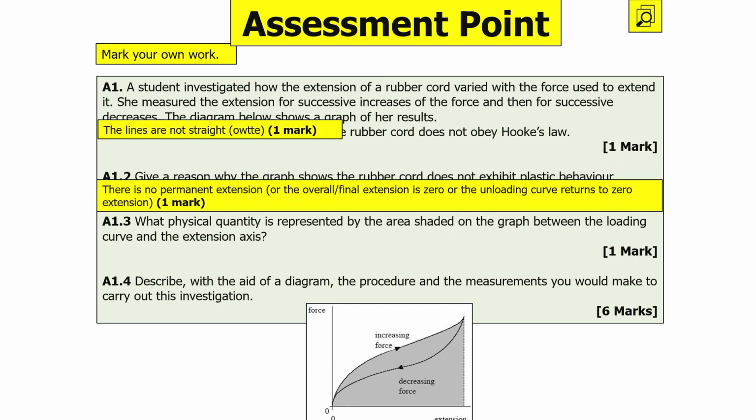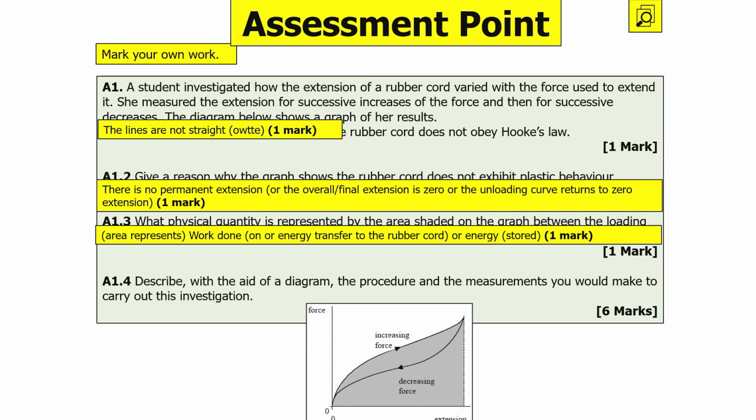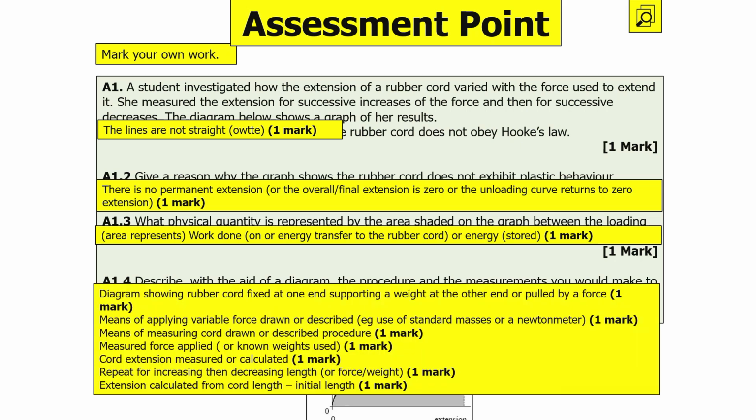It doesn't exhibit plastic behavior because there's no permanent extension. It returns back to its original position. The physical quantity, which is under the line, is the work done or the energy stored in the rubber cord. So you would draw a diagram showing the rubber cord fixed at one end supporting a weight at the other end or being pulled by a force.